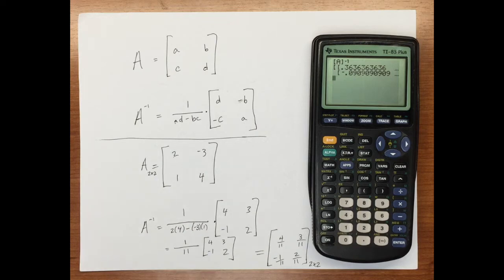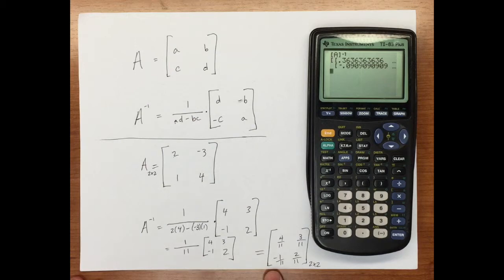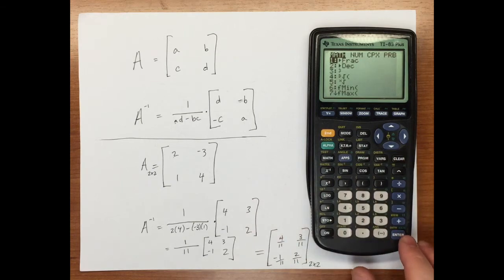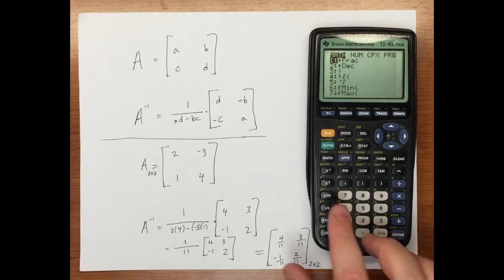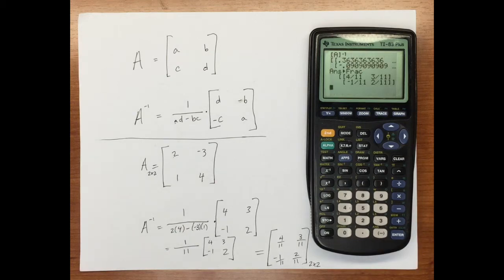Now, what we just found when we did this by hand is that we got the matrix 4 over 11, 3 over 11, -1 over 11, and 2 over 11. And we're asking, are these decimals the same as the fractions that we found by hand? Well, remember in the last video we had a way to go from decimals to fractions. So if we hit that math button, option number 1 says FRAC, and just hit enter twice, and it will give you the matrix as fractions instead of as decimals. So notice we do still get the same matrix, 4 over 11, 3 over 11, -1 over 11, and 2 over 11.